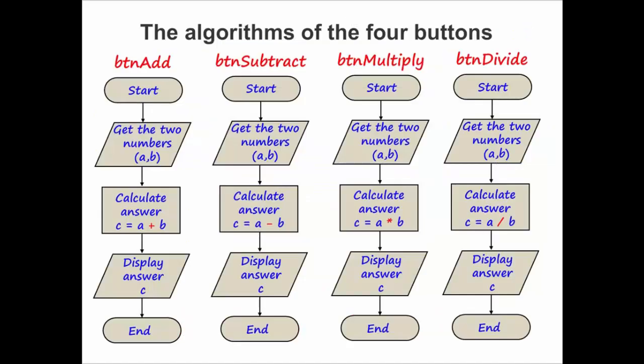In terms of our algorithms for those 4 buttons, they're basically all very similar with the exception of the process. We're going to add 2 numbers together, we're going to subtract 2, we're going to multiply 2, and we're going to divide the second from the first. This makes it really easy to code because I can write my code for 1 button and then copy and paste it to the other 3 buttons and just make a few small changes. So our next step now is going to be to create the interface within Visual Studio. And that'll be the next video.